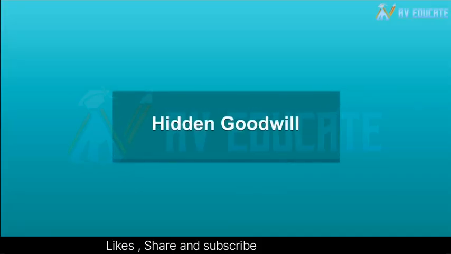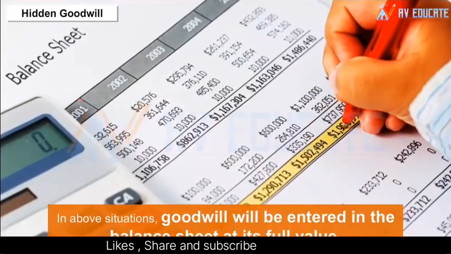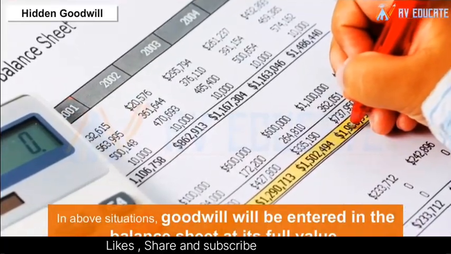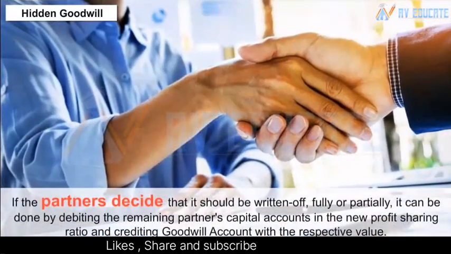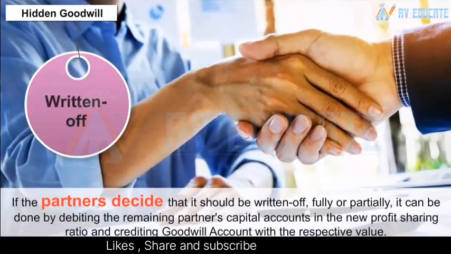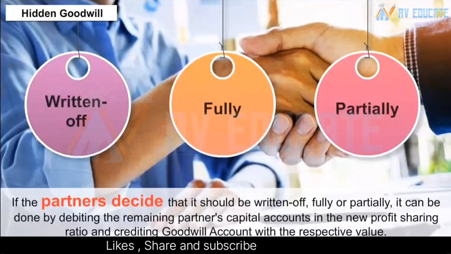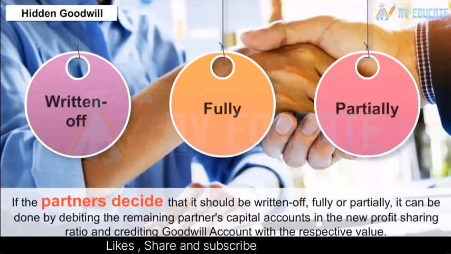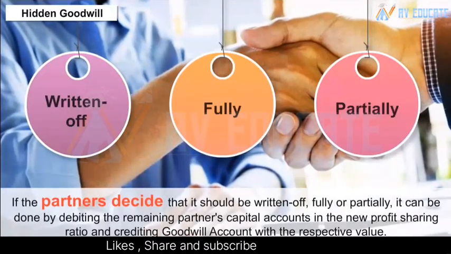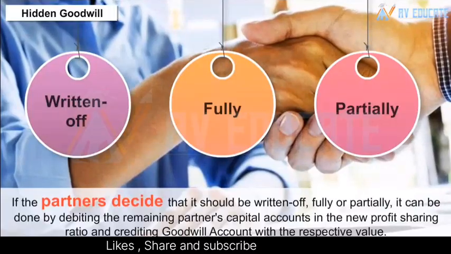Hidden goodwill. In the above situations, goodwill will be entered in the balance sheet at its full value. If the partners decide that it should be written off fully or partially, it can be done by debiting the remaining partners' capital accounts in the new profit sharing ratio and crediting goodwill account with the respective value.